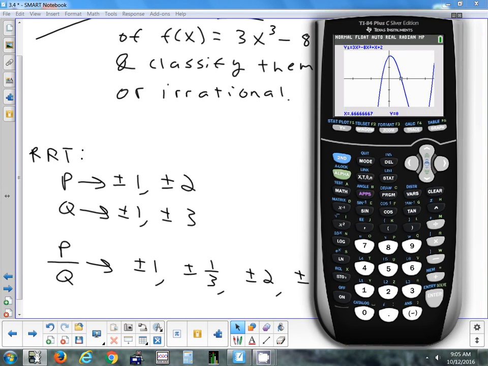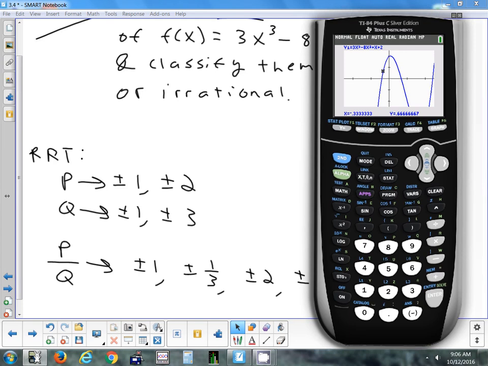2/3 is a root. But I still need to divide through by it because I need the quotient in order to get the other roots, which are here and here. It almost looks like negative 1/3 could be a root, so you could check that one, but it's not. To me it looks kind of close to negative 1/3, but it's not.